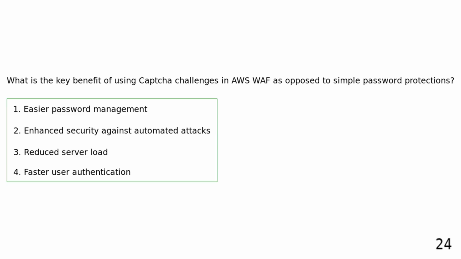What is the key benefit of using CAPTCHA challenges in AWS WAF as opposed to simple password protections? Easier password management. Enhanced security against automated attacks. Reduced server load. Faster user authentication. Using CAPTCHA challenges in AWS WAF provides enhanced security against automated attacks by verifying user identity through challenges that are difficult for bots to solve.